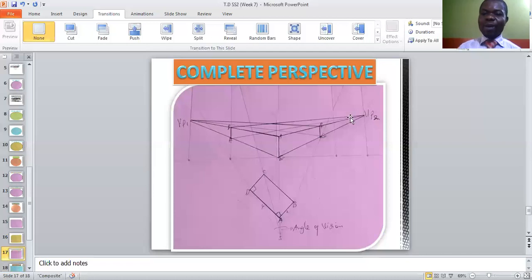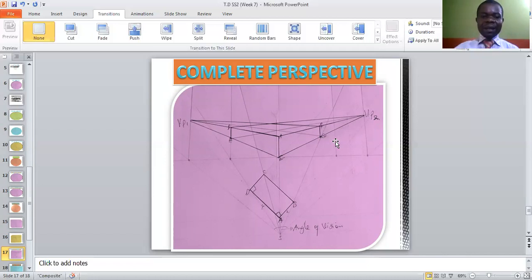From the top here, the one going to the bottom is made light. Then the one going to the top is made bold. The one from here going to the bottom is made light. This is the complete perspective. This is what you are required to draw.